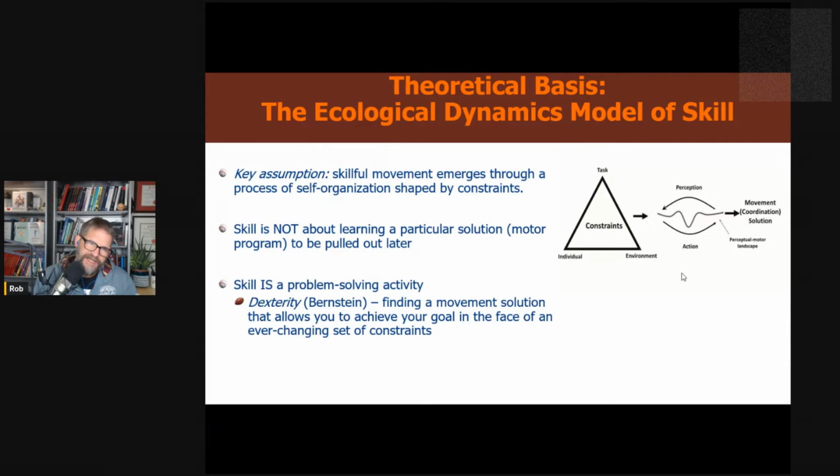Instead, in ecological dynamics, we consider skill to be a problem-solving activity, right? And the best way to think of this probably is from Bernstein's perspective, right? Skill involves having dexterity. That is, finding a movement solution that will allow you to achieve your goal in the face of an ever-changing set of constraints, right? Whether in the external environment or the internal environment, right? So those are the main theoretical basis of ecological dynamics. There's other things like direct perception and affordances, but I won't go into it. Those are the key ones I want to focus on today.